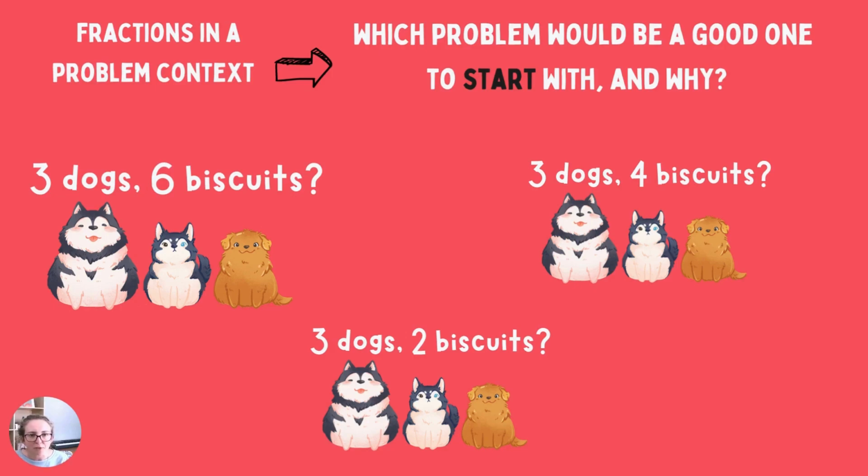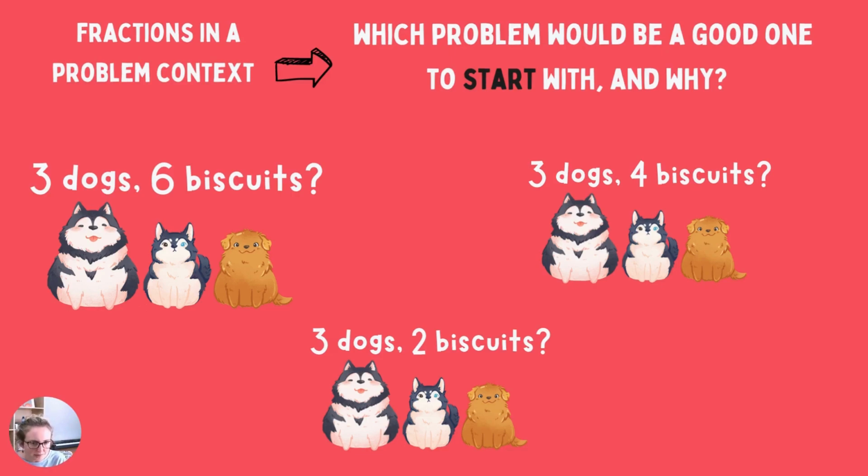So now that we're talking about the whole idea of introducing fractions through problem solving, which one of these problems do you think would be good to start with? 3 dogs and 6 biscuits, 3 dogs and 4 biscuits, 3 dogs and 2 biscuits. Now think about what you're trying to elicit. You're trying to introduce the idea of sharing something so there are no remainders, and there needs to be a fractional part involved in that. So 3 dogs and 6 biscuits, would that give you a fraction? No, because you can share that equally and you don't need to break anything into fractional parts.